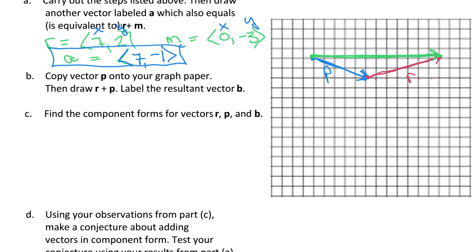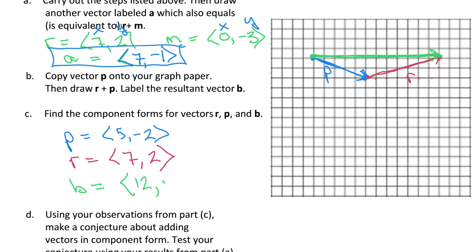All right, let's check it out mathematically. So P, we said we went to the right 5 and down 2. And then R went to the right 7 and up 2. So it should make sense that B, our resulting vector, 5 plus 7 is 12, and that's exactly what we counted. And we went up and down 0. Let's go back and label our vector. So this is vector B.